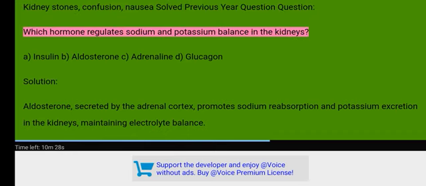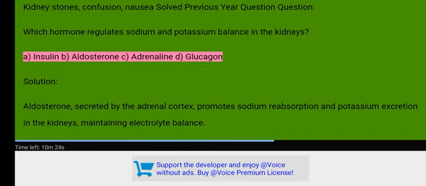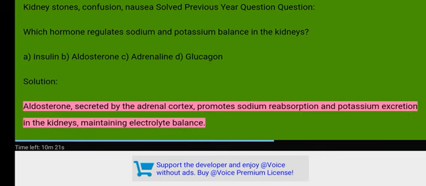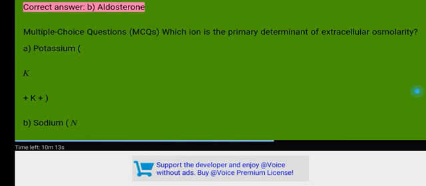Solved previous year question. Which hormone regulates sodium and potassium balance in the kidneys? A. Insulin. B. Aldosterone. C. Adrenaline. D. Glucagon. Solution: Aldosterone, secreted by the adrenal cortex, promotes sodium reabsorption and potassium excretion in the kidneys, maintaining electrolyte balance. Correct answer, B.